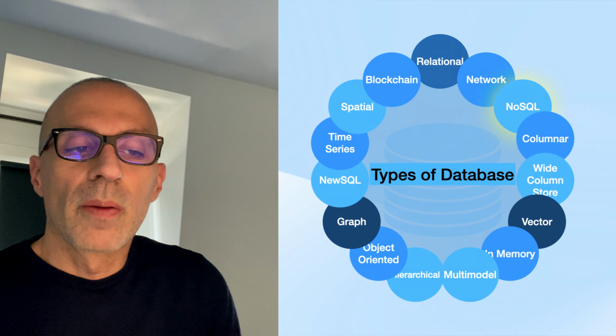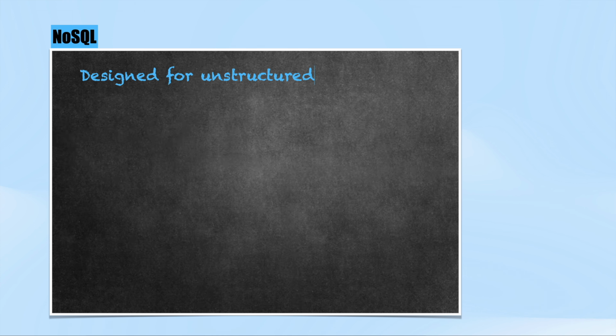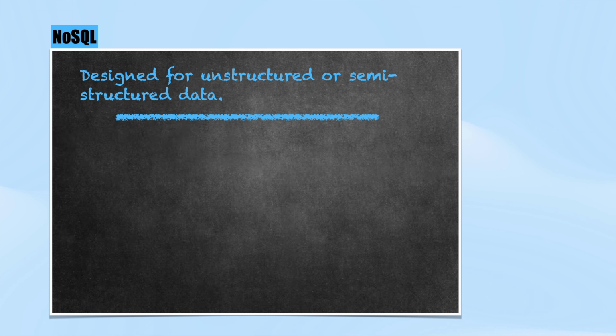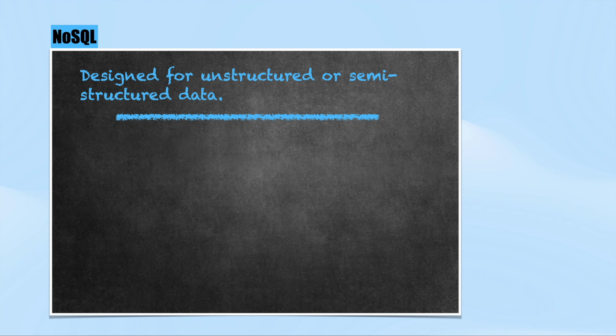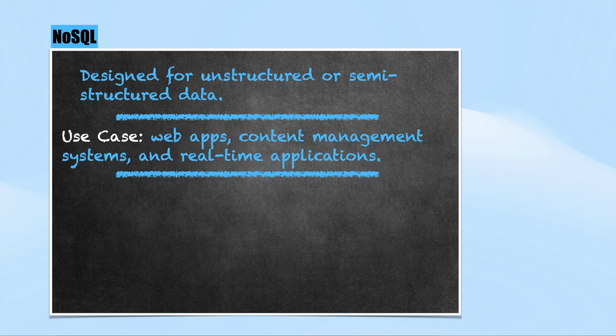Alright, let's talk now about NoSQL databases. Unlike traditional relational databases, NoSQL databases are designed for unstructured or semi-structured data, perfect when flexibility and scalability matter most. But where do we use them? Web applications, for instance, content management systems, and real-time applications all benefit from NoSQL speed and efficiency. Think about social media feeds, for instance, or recommendation engines, or massive cloud storage.